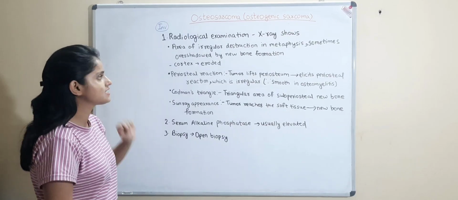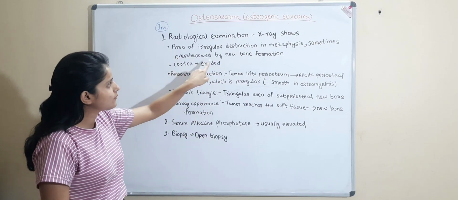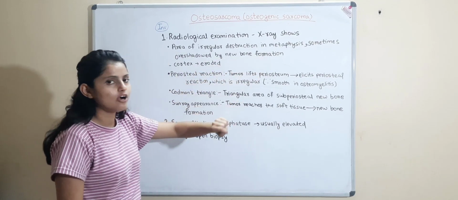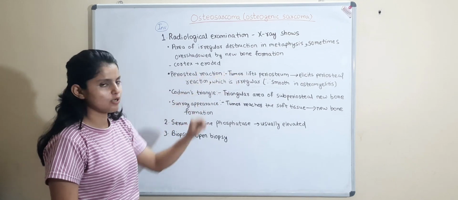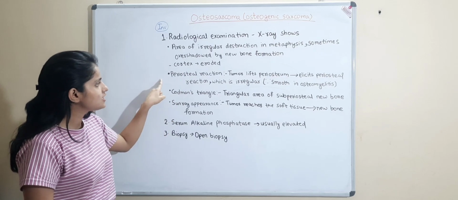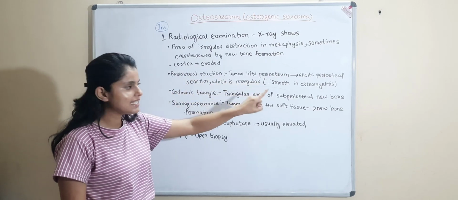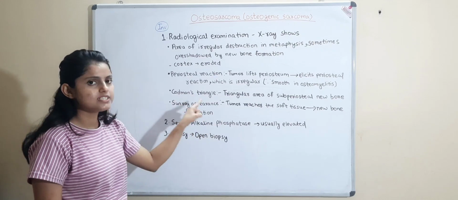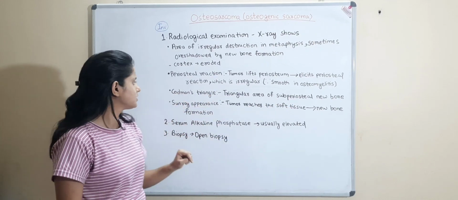Talking about investigation, we perform the X-ray. In X-ray, we see an area of irregular destruction in the metaphysis of the affected bone, and sometimes this is overshadowed by new bone formation, and the overlying cortex is also eroded. We see the periosteal reaction. When the tumor lifts off the periosteum, it elicits a periosteal reaction, which is irregular. But in osteomyelitis, this periosteal reaction is smooth.